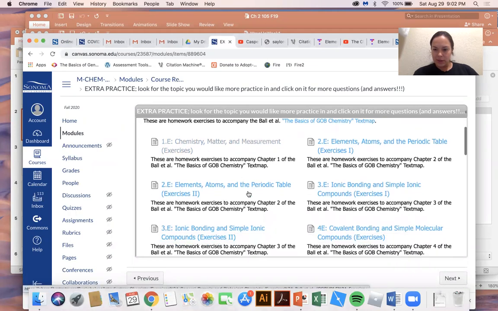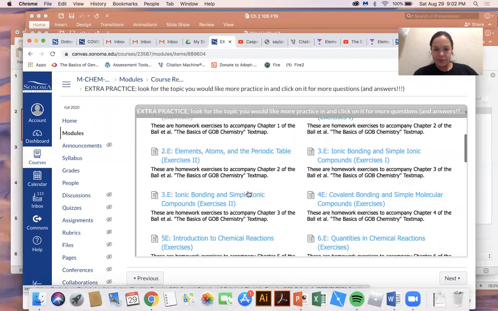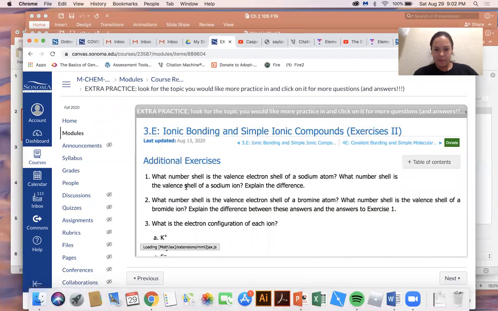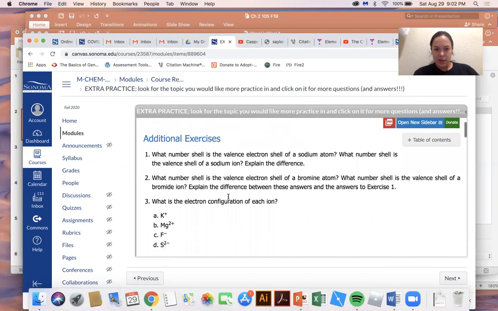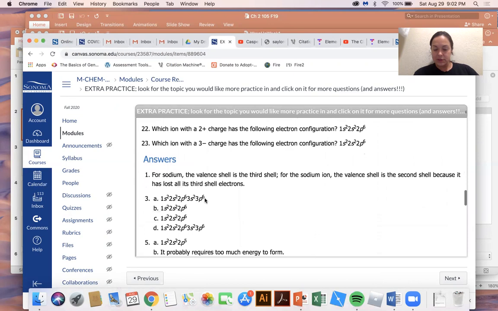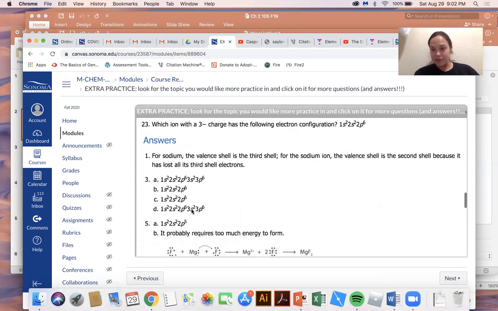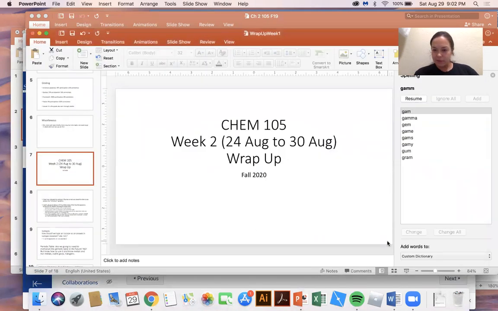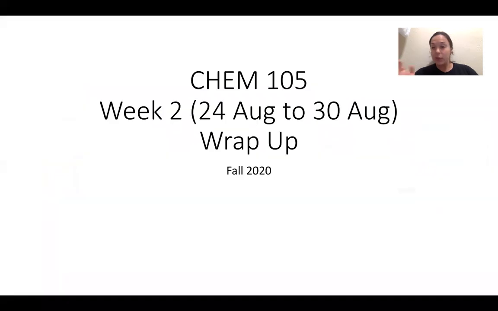If you click on that, it will take you to this online text. And so I think it was with ionic compounds, and you guys wanted more practice. So if you go here and click on ionic, there's all kinds of different questions. There's some more exercises, and if you scroll down, the answers are there too, for the odd ones, okay? So there's more practice for you, so please check that out if you're looking for more practice with any topic. It doesn't have to just be ions.